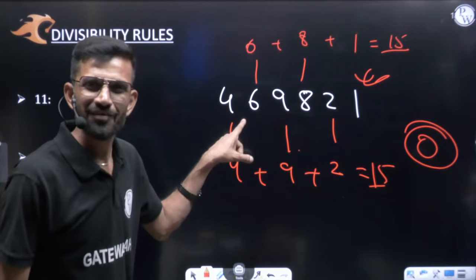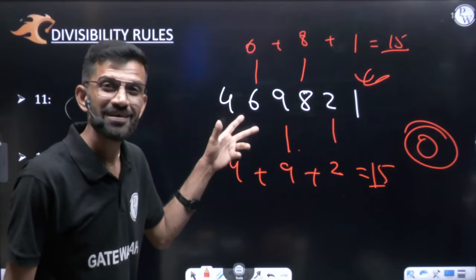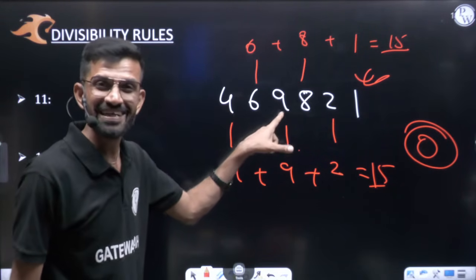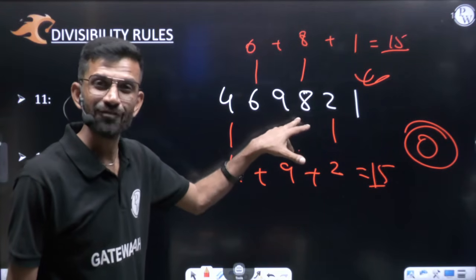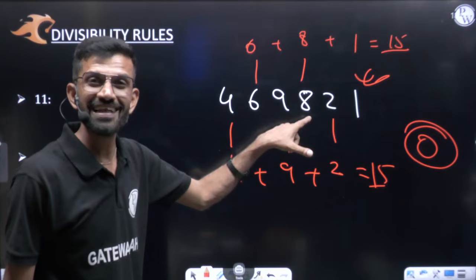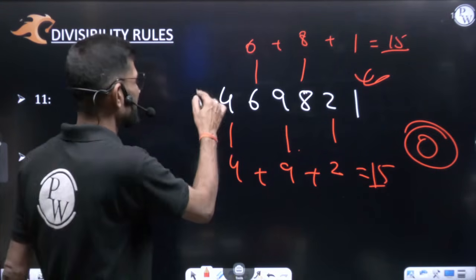11 4s are 44. Remainder how much? 2. 29. 11 2s are 22. Remainder how much? 7. 78. 11 7s are 77. Remainder how much? 1. 12. 11 1s are 11. Remainder how much? 1. 11. 11 1s are 11. This number is divisible by 11.